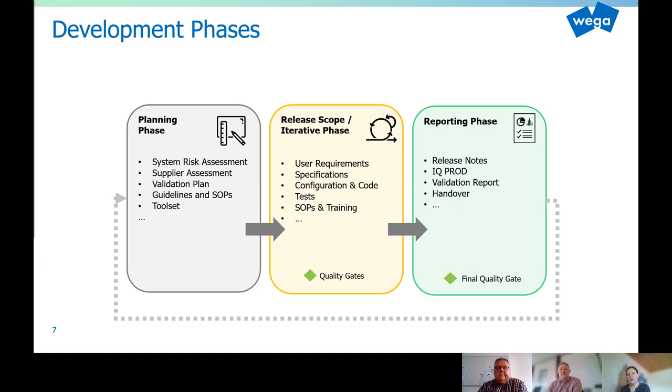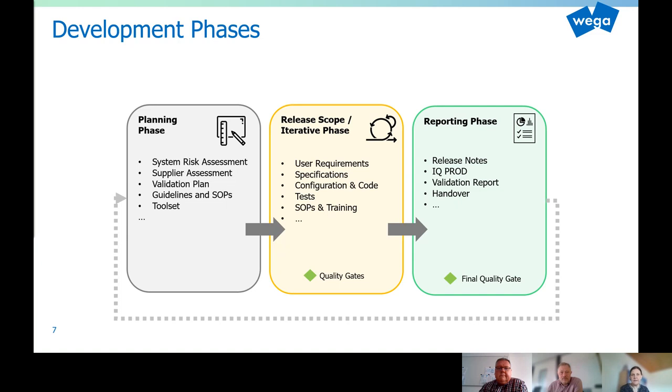Okay, let me give you some more details. Maybe it becomes more clear. The high-level validation concept consists of three main phases. There is an initialization phase, the iterative development phase, and the reporting phase. In the initialization phase, we already did the system risk assessment and supplier assessment, and we also created the validation plan. Additionally, the toolset was introduced and trained to the project team. Further guidelines and SOPs also needed to be created, for example, the development guideline, before starting the development activities.